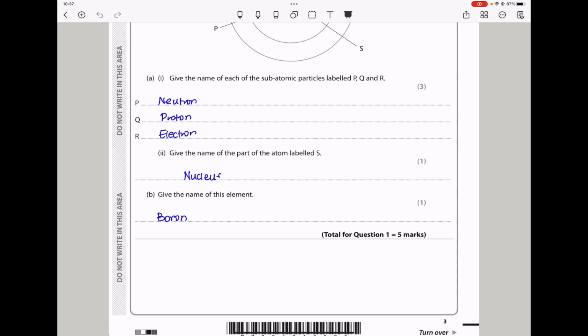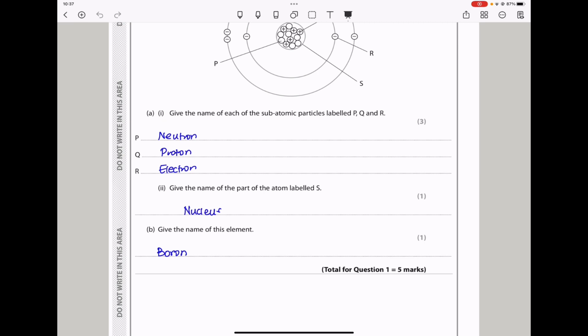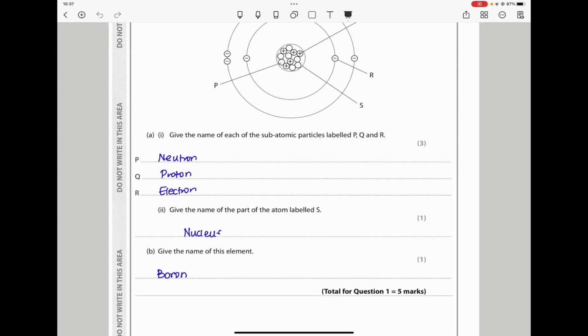Next they say, give the name of the part of the atom labeled S. The part labeled S is the nucleus. You can see that is where the protons as well as the neutrons are contained.